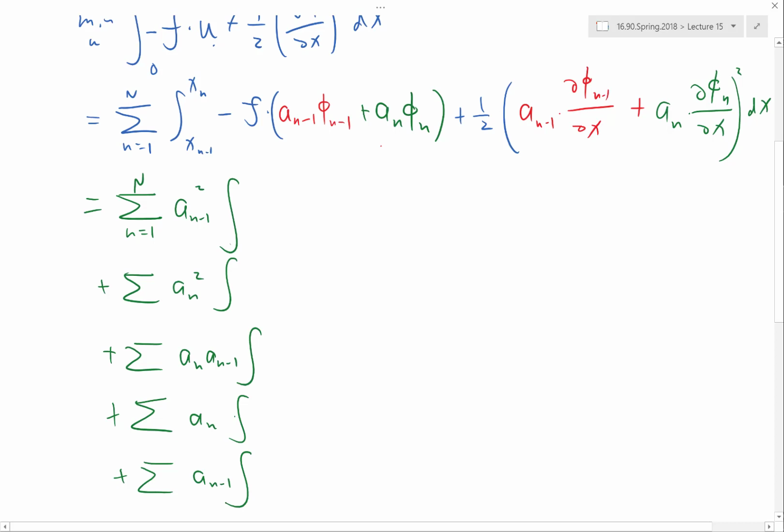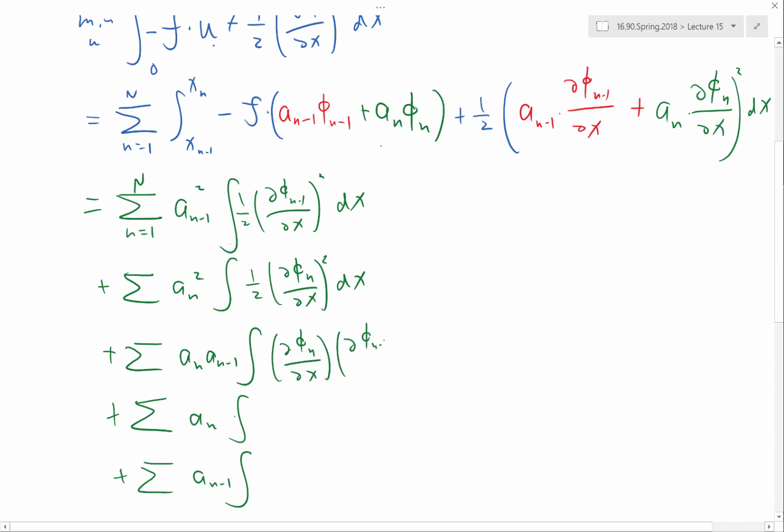Now, okay, so again, what is this? What is the term that is proportional to a_{n-1} squared? Half of d phi_{n-1}/dx squared integrated, right? Let's write it. So a half of the derivative of phi_{n-1} squared, and here half of d phi_n/dx squared, and here, well, I don't think I have a half anymore, right? Okay, so it's d phi_n/dx times d phi_{n-1}/dx.